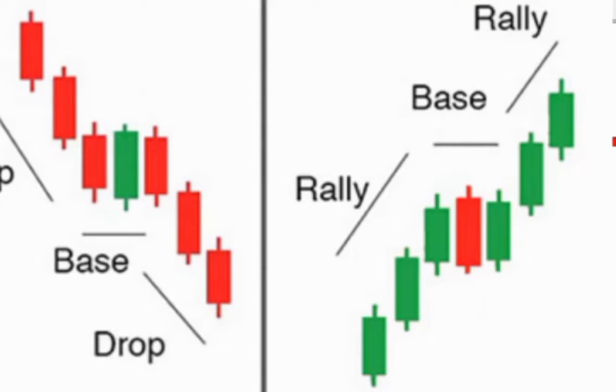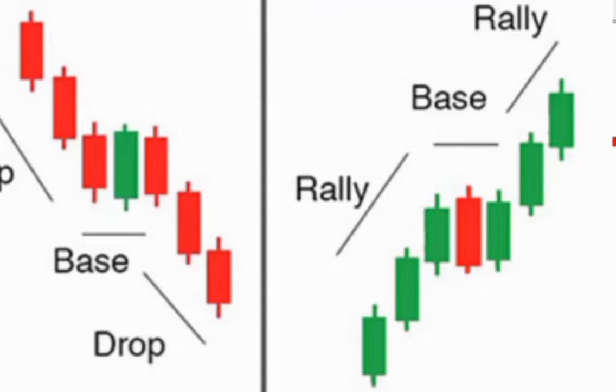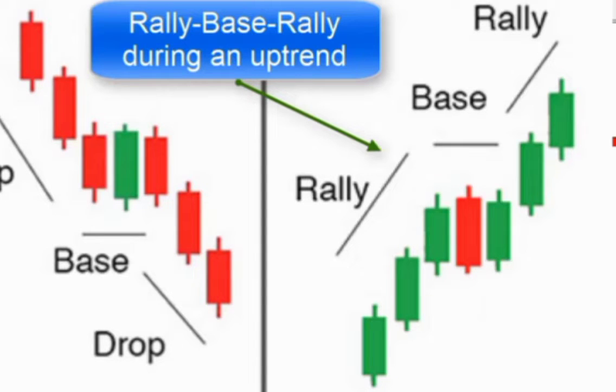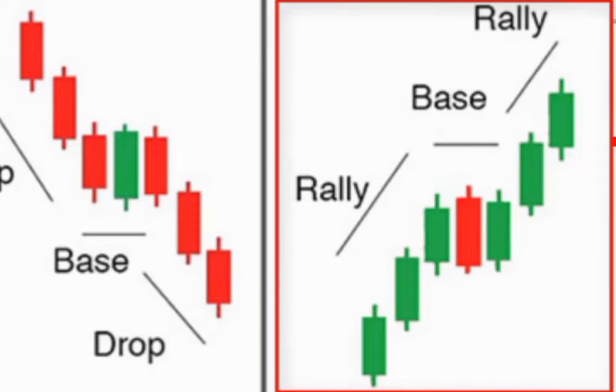If a supply or demand zone forms during a trending move, then it's either a drop-based drop in case of a downtrend or a rally-based rally in case of an uptrend. So let's start with the first continuation pattern, which is the rally-based rally. The rally-based rally is a type of demand zone which forms during an up move.